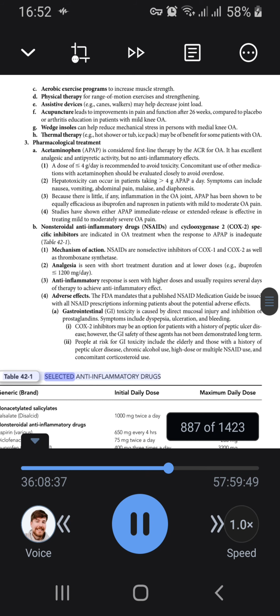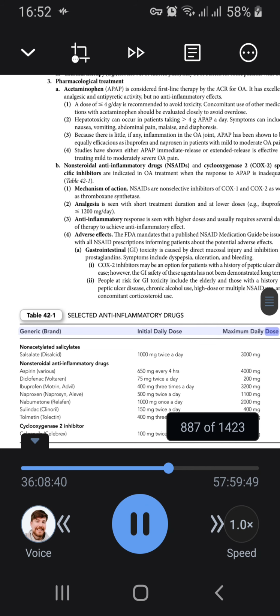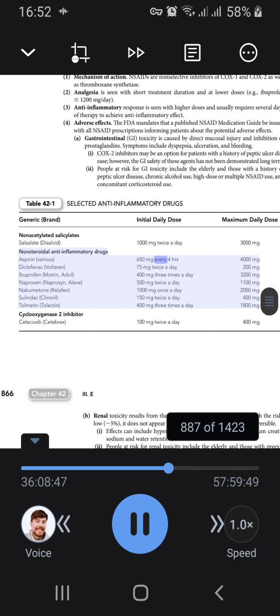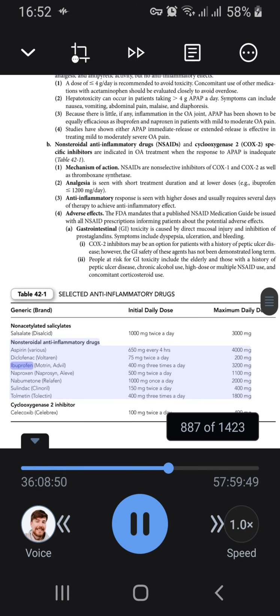Table 40-1. Selected anti-inflammatory drugs. Generic, brand, initial daily dose, maximum daily dose. Non-acetylated salicylate: salsalate, Disalcid, 1,000 milligrams twice a day, 3,000 milligrams. Nonsteroidal anti-inflammatory drugs: aspirin, various, 650 milligrams every 4 hours, 4,000 milligrams. Diclofenac, Voltaren, 75 milligrams twice a day, 200 milligrams. Ibuprofen, Motrin, Advil, 400 milligrams 3 times a day, 3,200 milligrams.